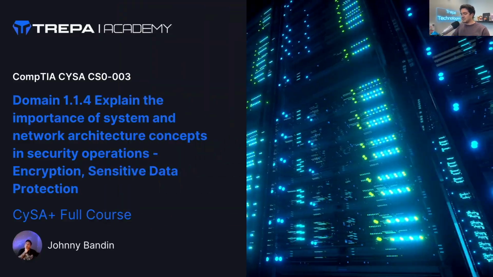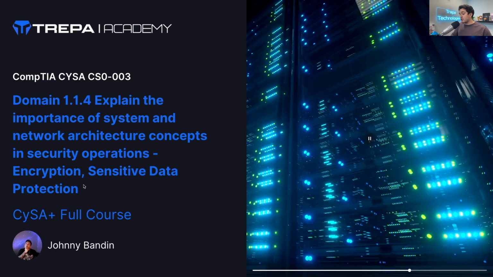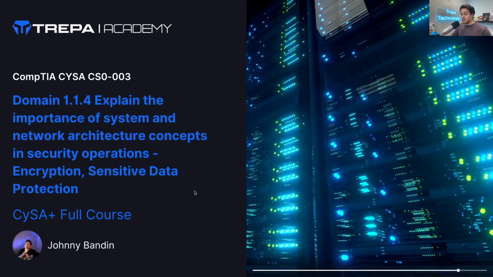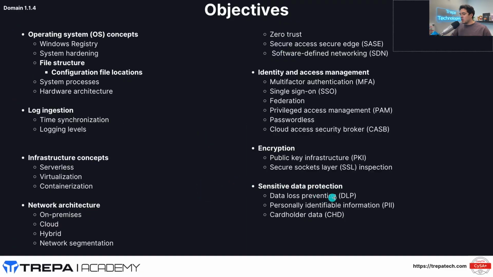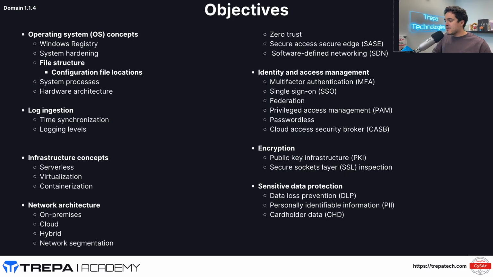So I'm going to zoom my face out of the way here. Today we're going over encryption and sensitive data protection. First off, what is encryption? Then we're going to touch on PKI, data loss prevention when it comes to sensitive data protection, and also SSL inspection. To go over TLS SSL inspection, we're going to have to talk about what TLS is and what it does, and then go over PII and cardholder data.